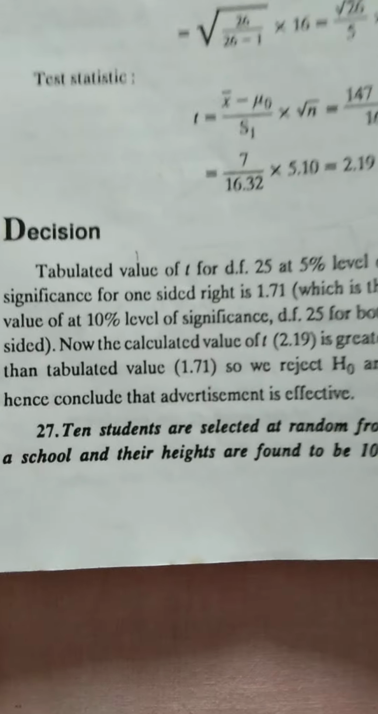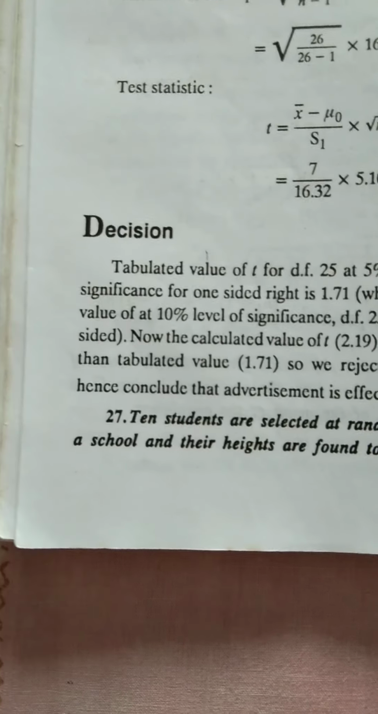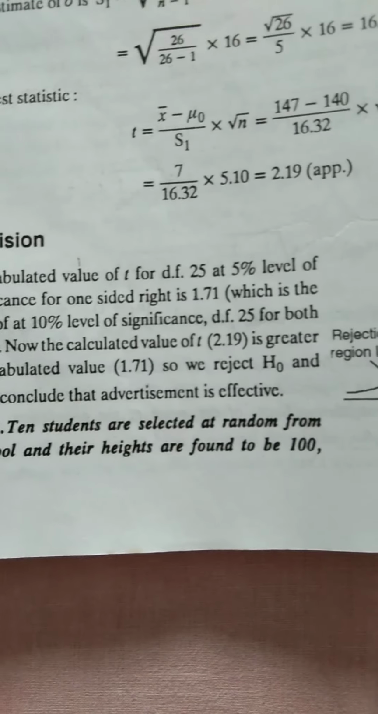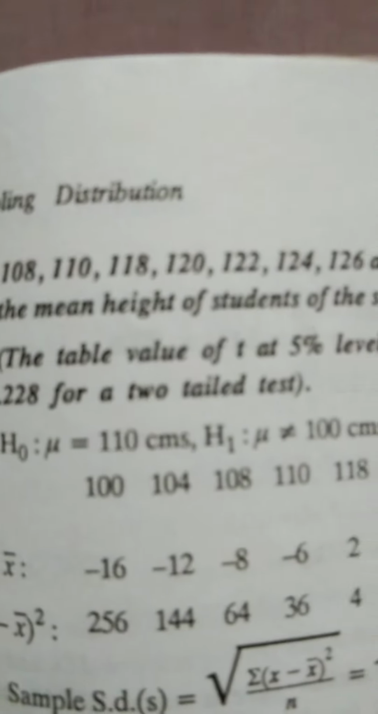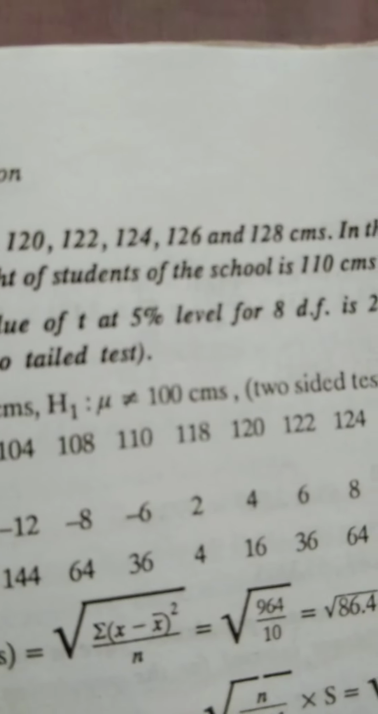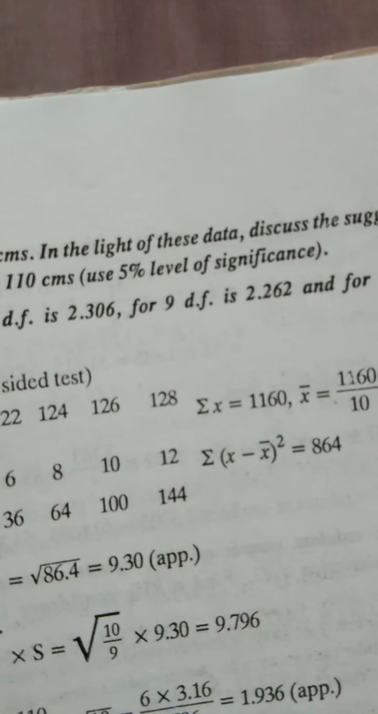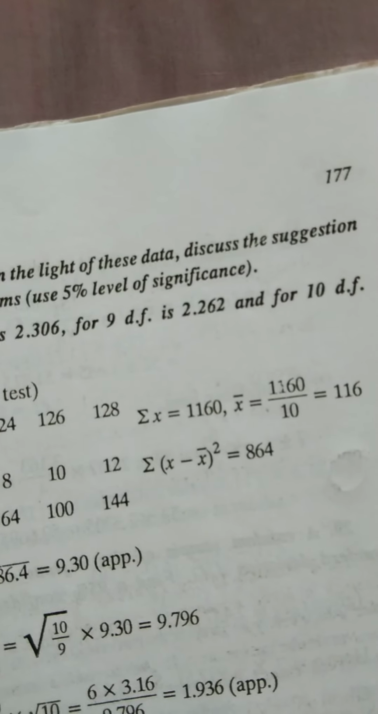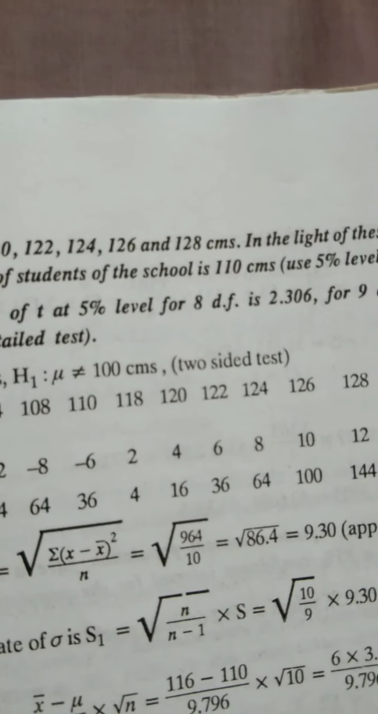Now I am moving on to the sum. 10 students are selected at random from a school and their heights are found to be 100, 104, 108, 110, 118, 120, 122, 124, 126, 128. In the light of this data, discuss the suggestion that the mean height of students of the school is 110 centimeter.